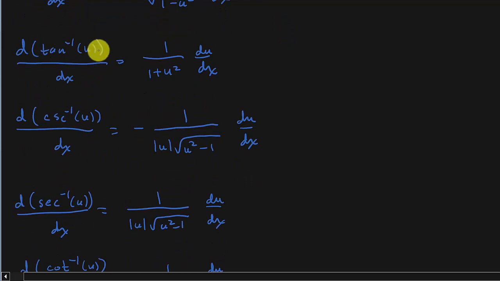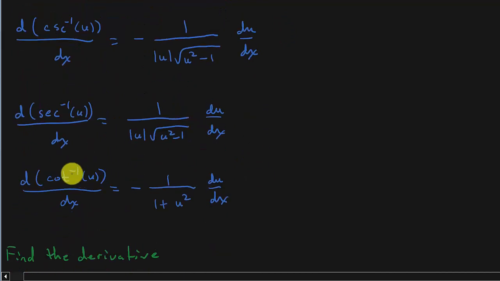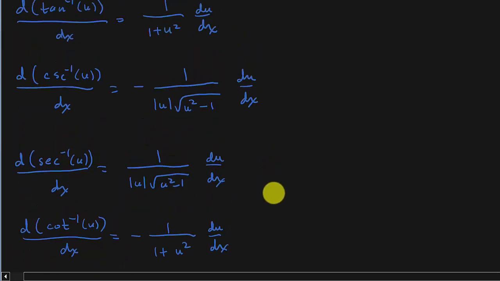As far as memorizing them, look, inverse sine, inverse cosine, you can see they're similar. Now look at this, inverse tangent and inverse cotangent, they're similar. The inverse cotangent just has a negative in front. And then you can see inverse cosecant and inverse secant, they're similar. And just remember, whenever you do the derivative, it's always times the derivative of whatever u is, whatever you're taking the inverse trig function of.